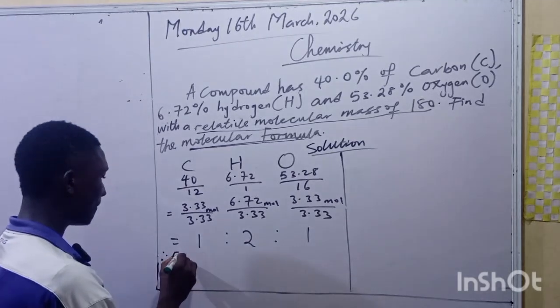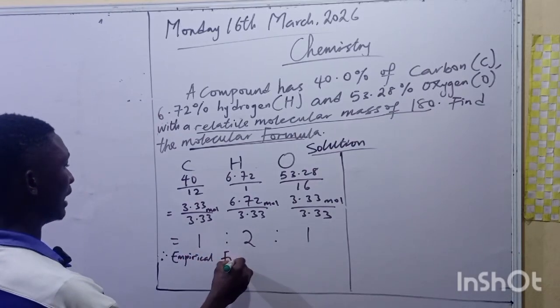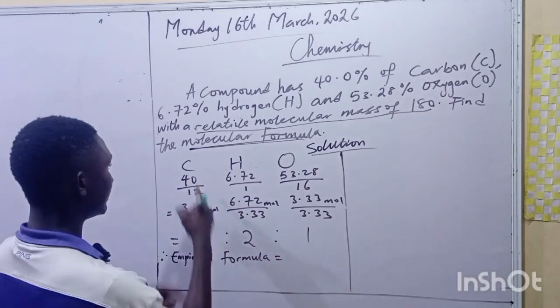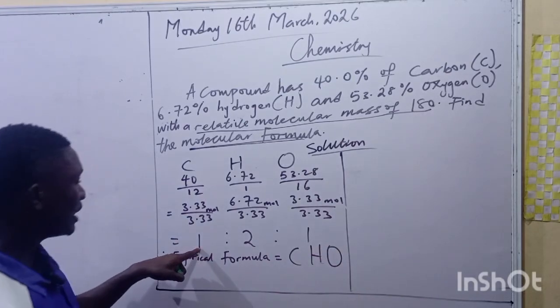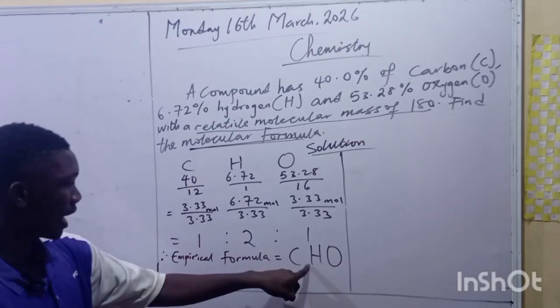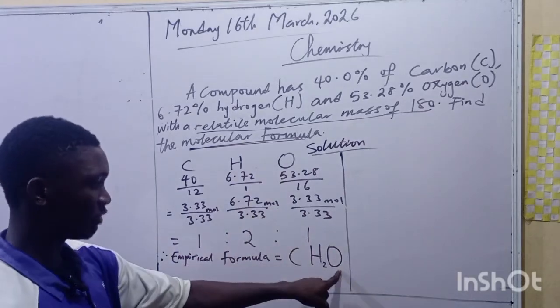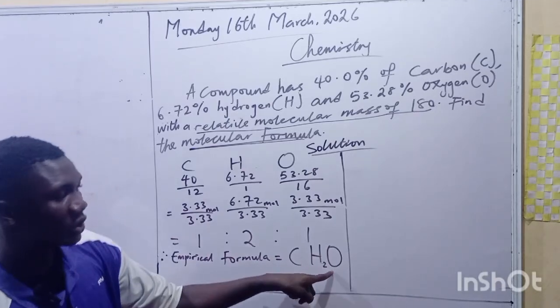Therefore, empirical formula is equal to CHO. Now, how many atoms of carbon do we have? 1. Don't have to put it. Hydrogen, 2. You put it. Oxygen, you don't have to put it because you still know that it's 1. That means our empirical formula is CH2O.